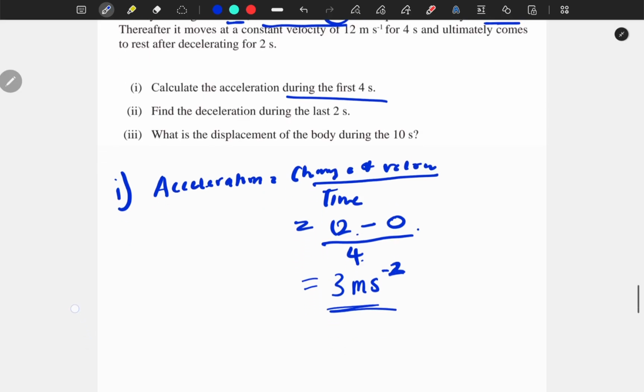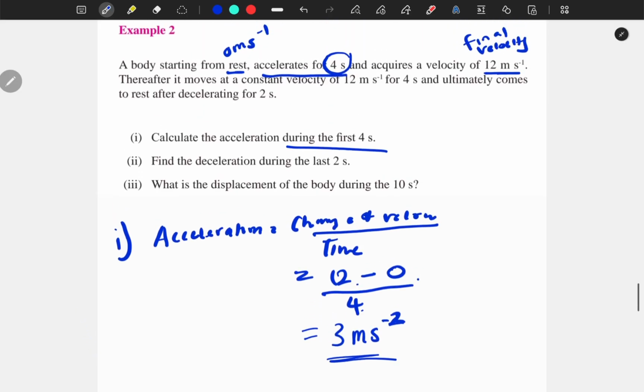Okay, then what has happened after that? After that it moves at a constant velocity of 12 meters per second. Then it acquired 12 meters per second. At that constant velocity it will move for 4 seconds and ultimately come to rest. Ultimately it comes to rest after decelerating for 2 seconds.